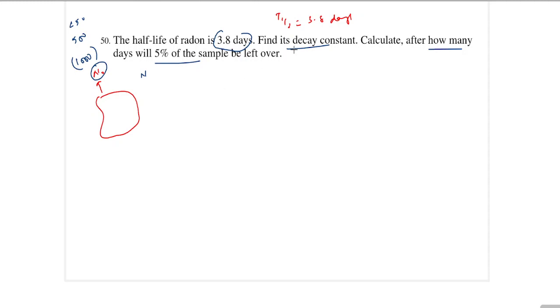So the question says first find the decay constant. That's the first part. The second part says calculate after how many days will 5% remain. It will keep on decreasing, so we should find after how many days 5% will remain. Here we can write a formula between N and N0. So N is equal to N0 into e power minus lambda into T. I'll do this very quickly because it has become a very lengthy video. So we should find what is the time. But for that we should know what is lambda first. Lambda is called the decay constant.